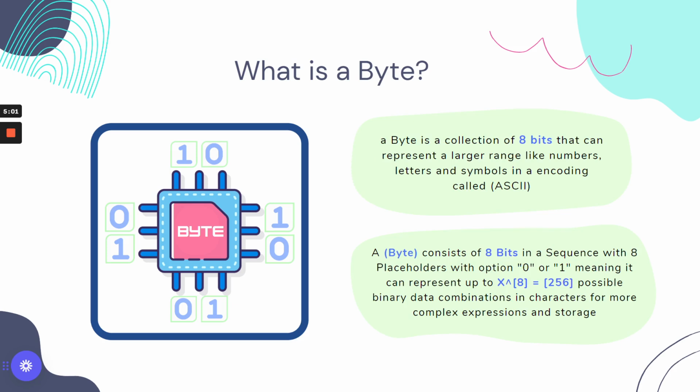A byte is a collection of 8 bits that can represent a larger range of expression like numbers, letters, special characters and symbols in an encoding known as ASCII. A byte consists of 8 bits in a sequence with 8 placeholders having a value of possibly 0 or 1, meaning it can represent up to 256 possible binary data combinations in characters for more complex expressions and storage.